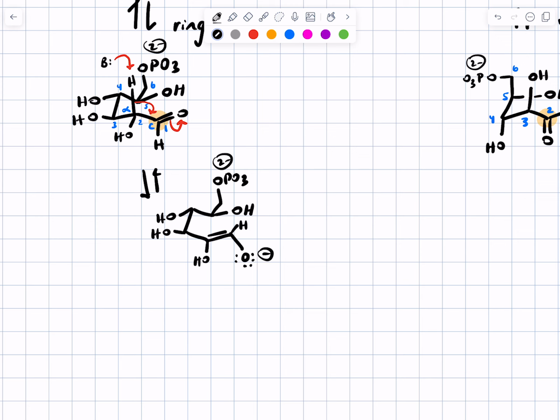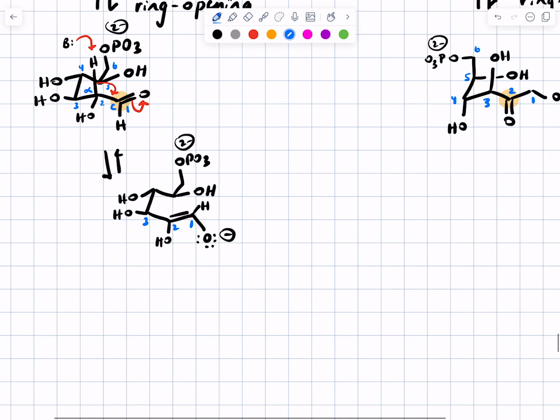Okay, that's the enolate. I've simply drawn the resonance structure where the negative charge is on the carbonyl oxygen instead of on the alpha carbon. Then the carbonyl oxygen, the oxygen of the enolate, is going to pick up a proton to give me an enol.